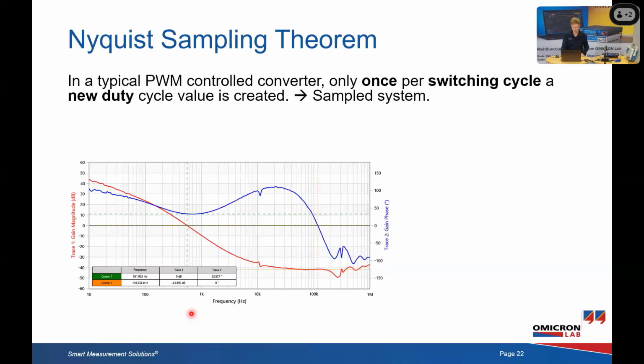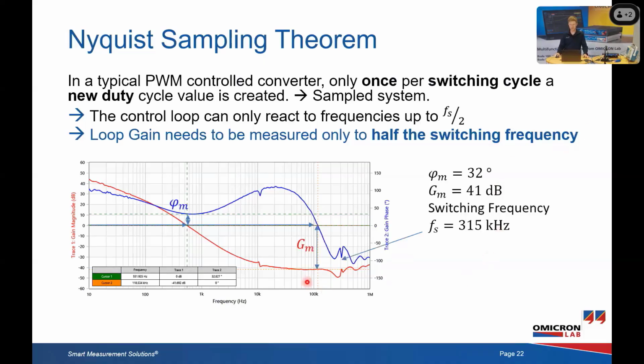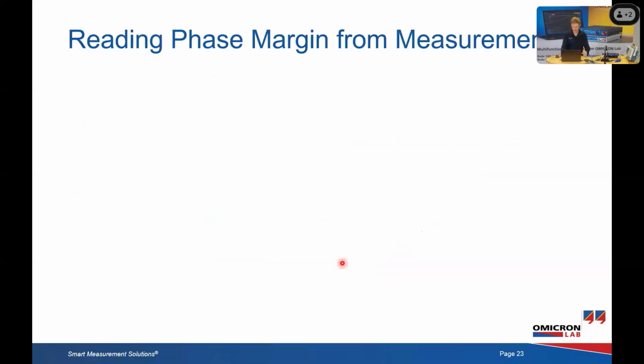Then don't forget about the Nyquist sampling theorem. A typical PWM converter only creates one set point per switching cycle, so that's a sampled system, and you only need to analyze that up to half the switching frequency. So the stability margins usually only need to be analyzed up to half the switching frequency. Here we would have the phase margin by looking at the gain crossover frequency, and we have the gain margin, and then typically at the switching frequency we see a discrete disturber that shows us where the switching frequency is happening.